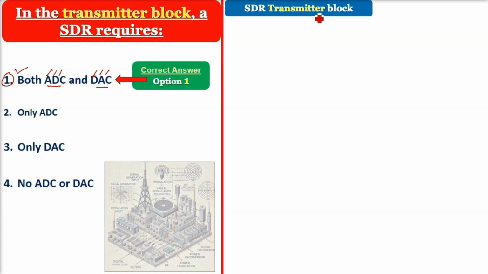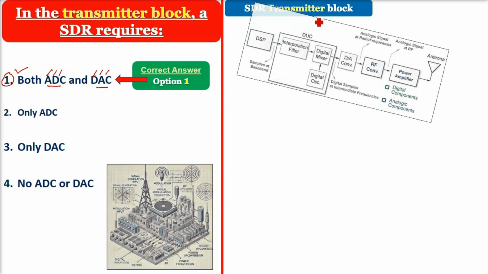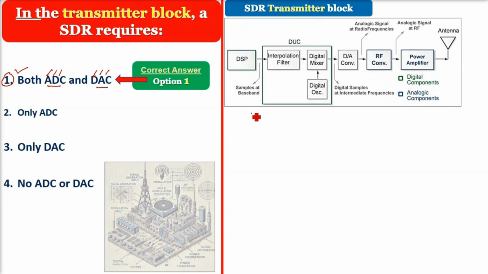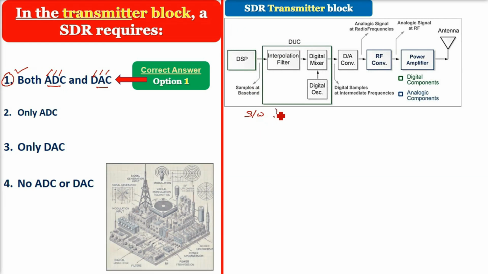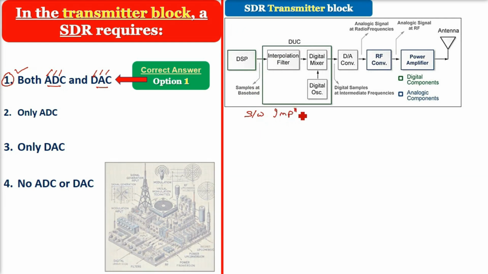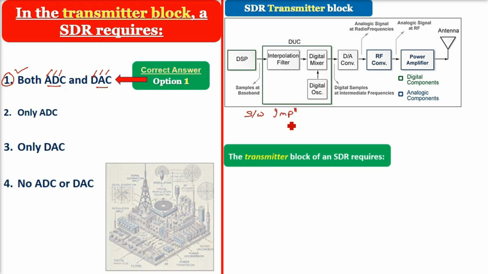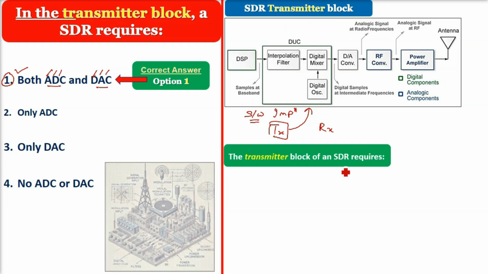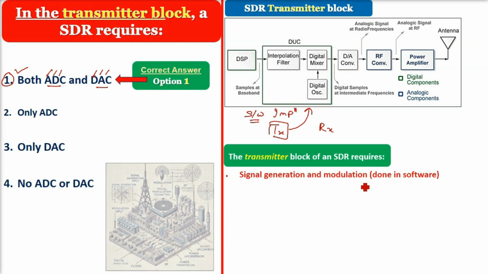This SDR, software defined radio, is a type of radio communication system where the components that traditionally were implemented in hardware, for example the mixers, filters, amplifiers, modulators and demodulators, are implemented in software instead. Whichever SDR you talk about, there will be a transmitter TX and a receiver RX. In the transmitter system, where the transmission takes place, signal generation and modulation are done in software.